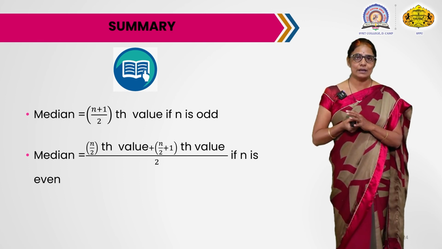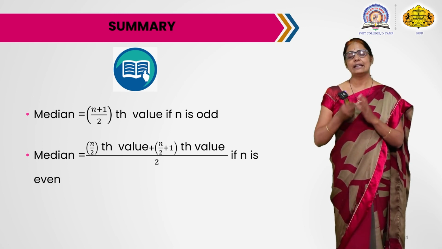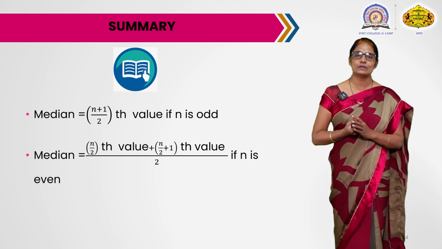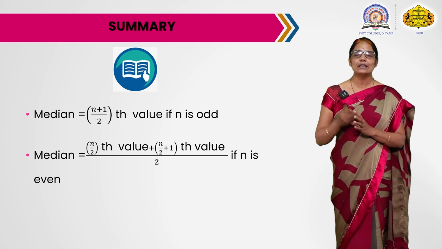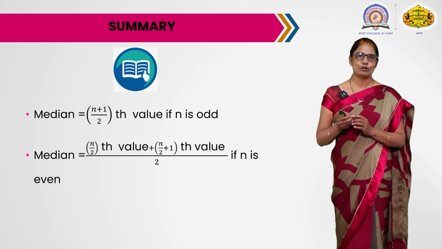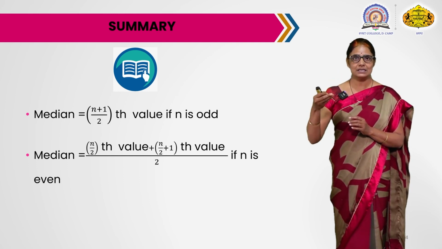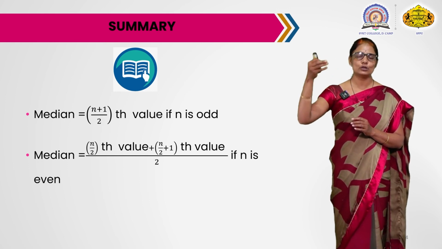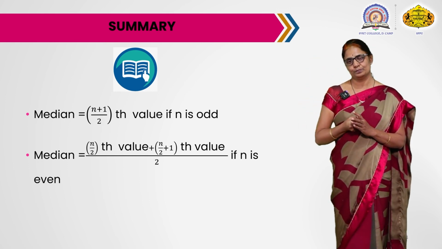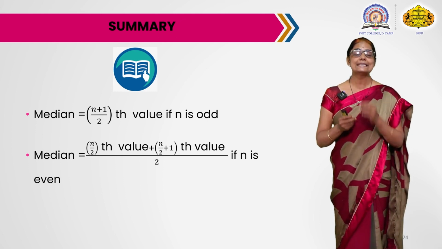But if n is even, in that case there are two middlemost observations, and we take the average of these two middlemost observations as the median. So if n is even, the median is given by the formula: the n by 2th observation plus its next observation, that is the (n by 2 plus 1)th observation, upon 2. So now this is the formula in case of only series.